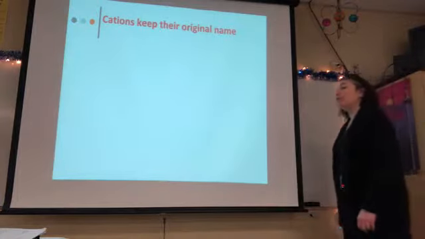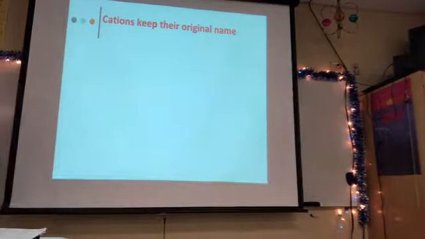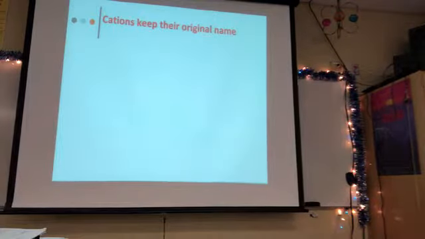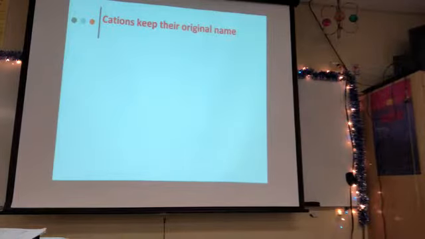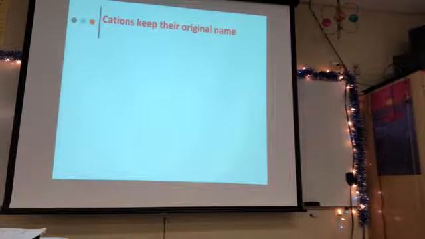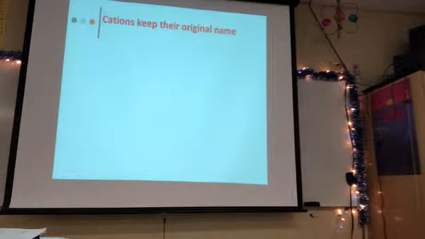Cations will keep their original names. So sodium stays sodium. Chromium stays chromium. Manganese stays manganese. You do nothing to their names. The first name is just the same way it is on the periodic table. Okay? Cations keep their original names.